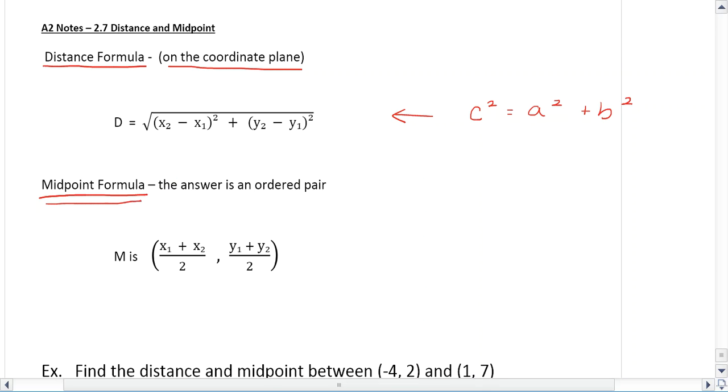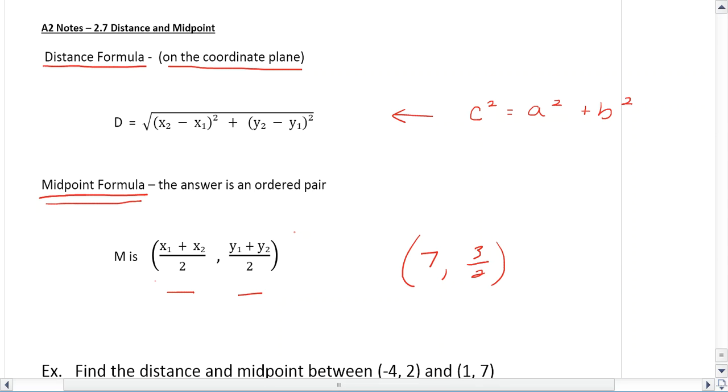For the midpoint, the answer is an ordered pair, so that's how this formula is set up. It's in parentheses, and this part gives us the x coordinate of the midpoint, and this part of the formula gives us the y coordinate of the midpoint. So your answer would look like 7 comma 3/2. Okay, that's what I mean by the answer is an ordered pair.